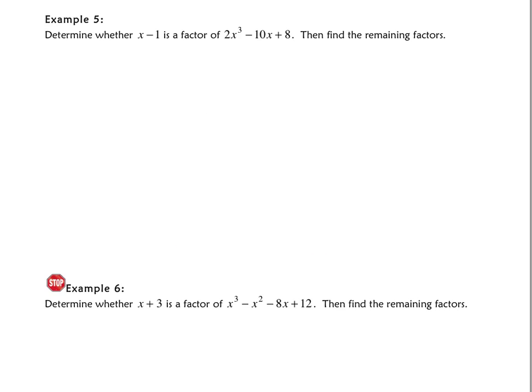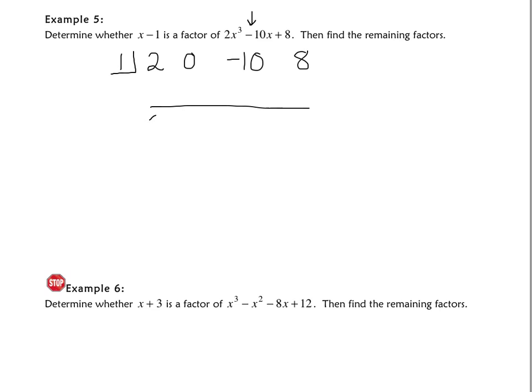Okay, example 5 here is the last one that I'm going to do with you guys. We're going to determine whether x minus 1 is a factor of 2x cubed minus 10x plus 8. So setting up my synthetic division, if we're checking if x minus 1 is a factor, I put a positive 1 on the outside, and then the coefficients of the polynomial that we're dividing. And hopefully you guys see that we are missing an x squared term, so you do have to put that placeholder there, otherwise your answer will not be correct. So we have 2, 0, negative 10, and 8.